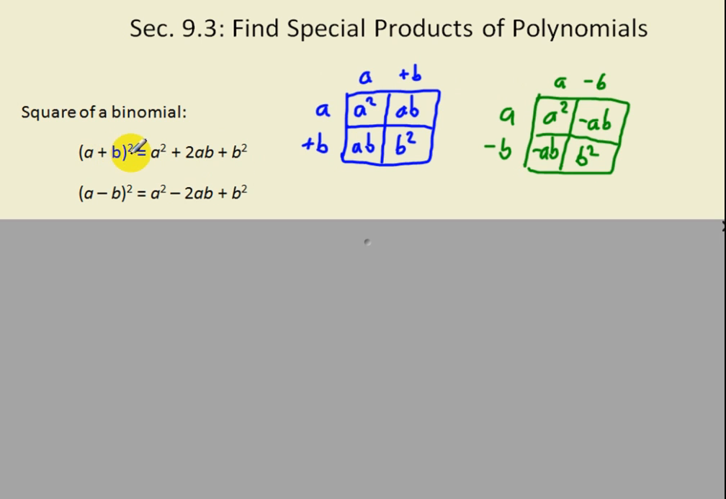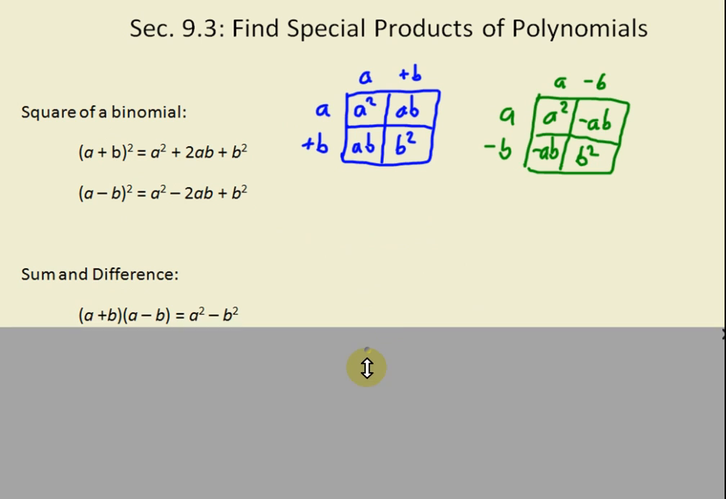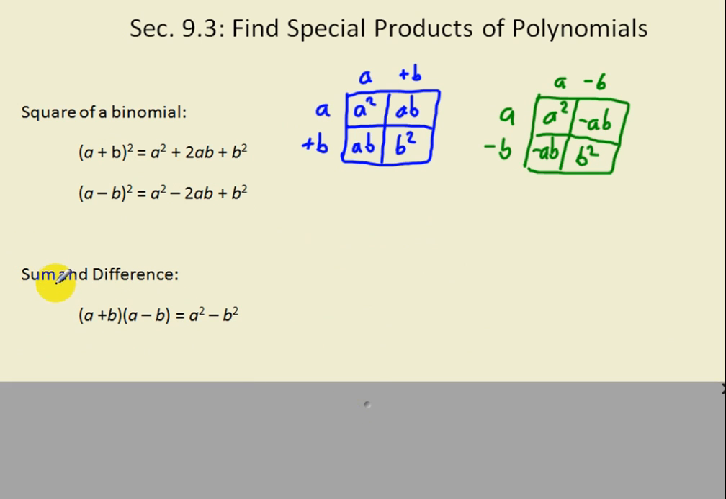You could write this out, a plus b times a plus b, and use the FOIL method. We also have the case of a sum and difference. So here we have a plus b, there's our sum, multiplied times a minus b, there's our difference. So it's the same two terms in each case, it's just that in one case we're adding them and in the other case we're subtracting. And notice that the middle term, what would normally be our middle term, drops right out.